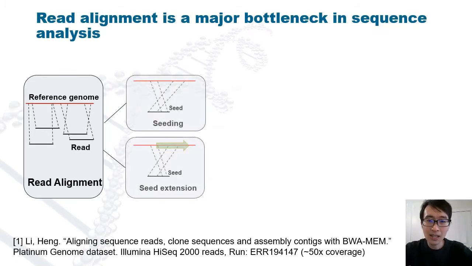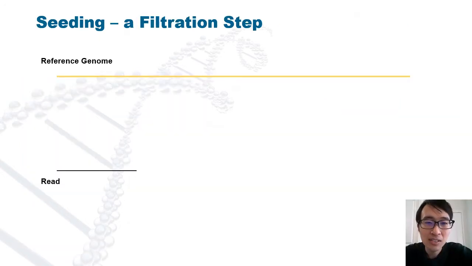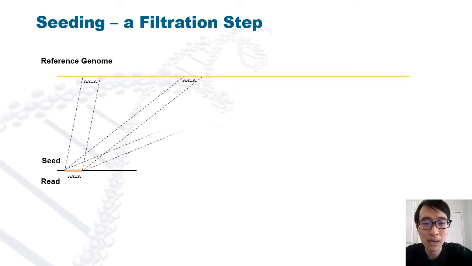The goal of read alignment is to map the reads to the reference genome, which is the standard human genome assembled by the Human Genome Project. Read alignment has two phases, seeding and seed extension, and it takes around 300 CPU hours on BWA-MEM, which is the community standard software solution. The first phase is called seeding, which provides candidate positions on the reference genome where the read could potentially match.